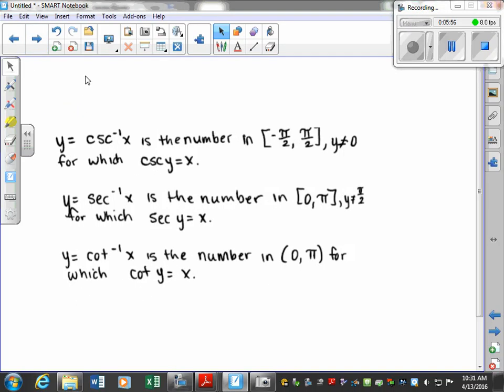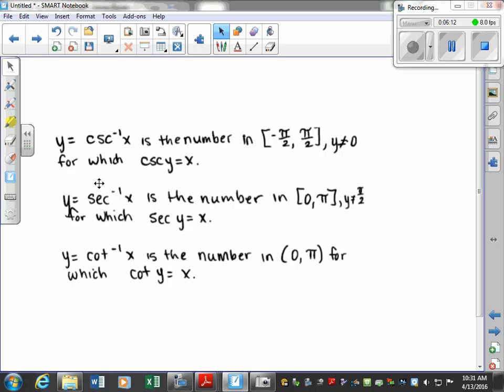And then let's move on to the next. Cosecant inverse: y equals cosecant inverse x is the number in [negative pi halves, pi halves]. This is the top, but y cannot equal 0, for which cosecant y is equal to x.